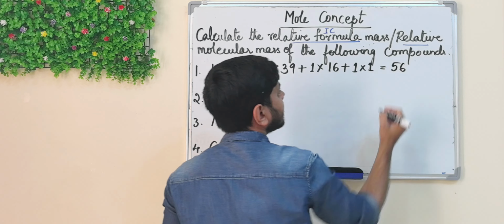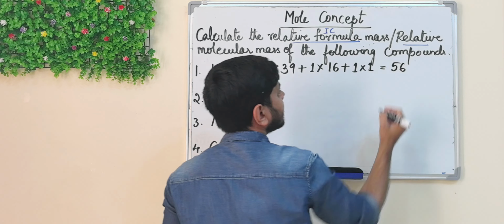Now let us calculate the formula mass of calcium nitrate. So first we have to find out how many calciums are there. There is only one calcium, so I will multiply with the mass of calcium, which is given in the periodic table, is 40. Plus, I have to understand here, this 2 belongs to N as well as O3.